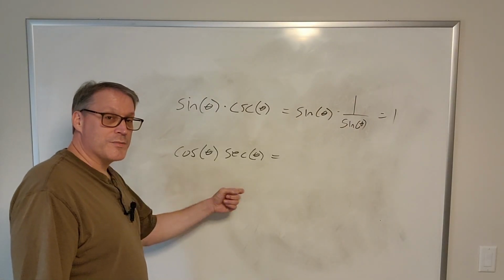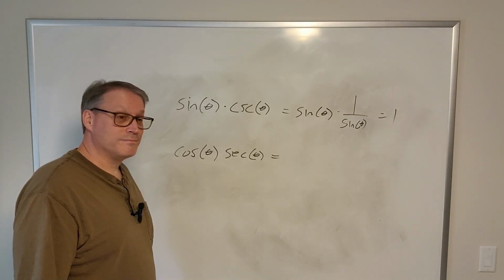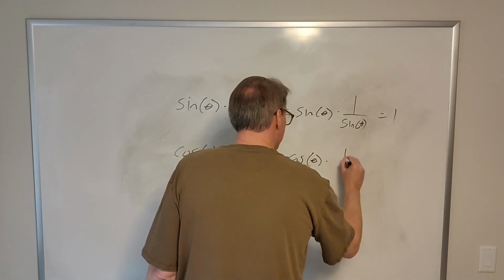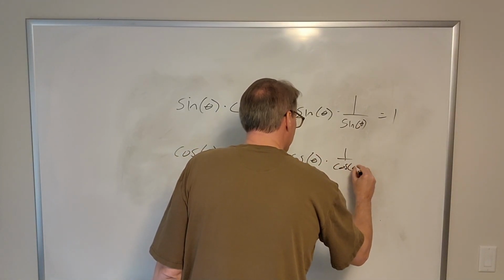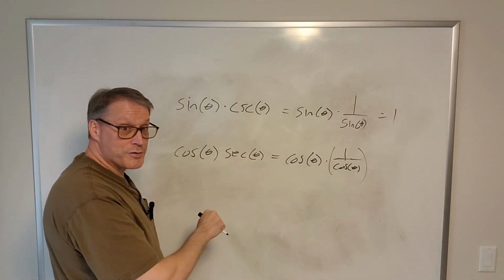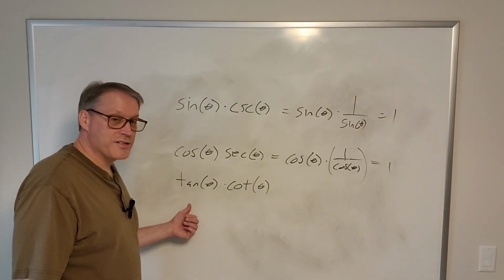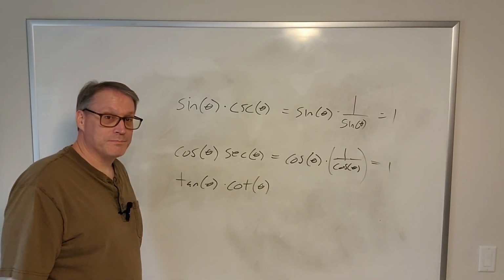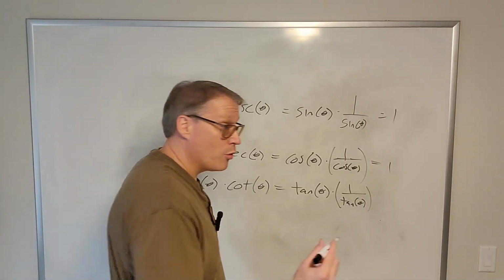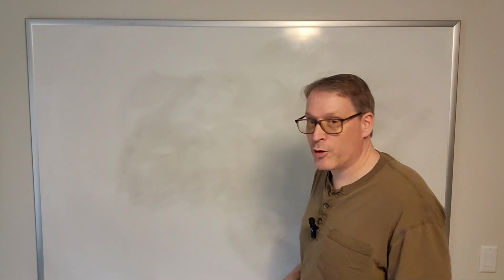How about cosine of theta times the secant of theta? Secant of theta is 1 over cosine. So that's just cosine over cosine, which is also just 1. How about tangent of theta times cotangent of theta? Same thing, it's just tangent times 1 over tangent, which is just 1. Those were the trivial ones. Let's move on to some that aren't so trivial.